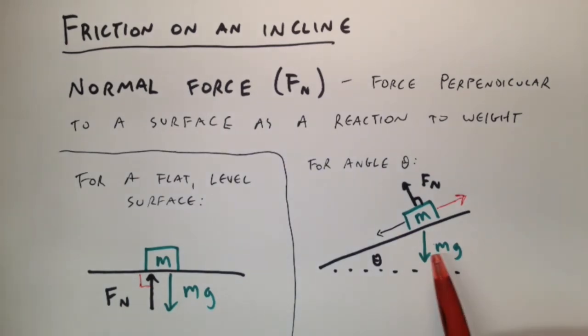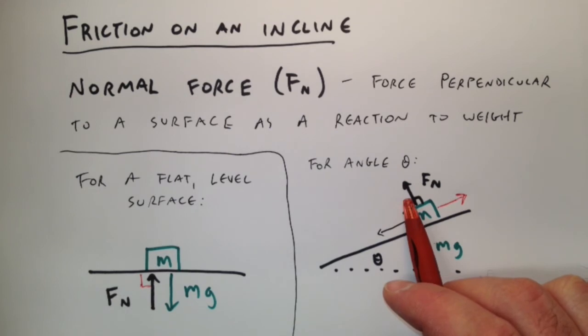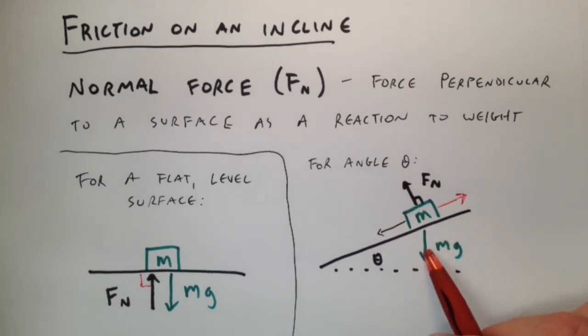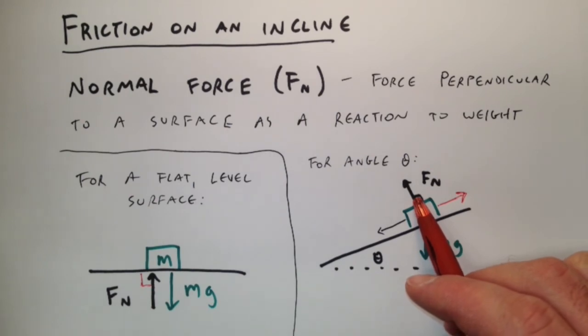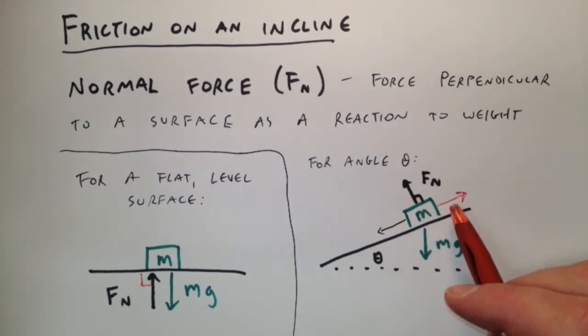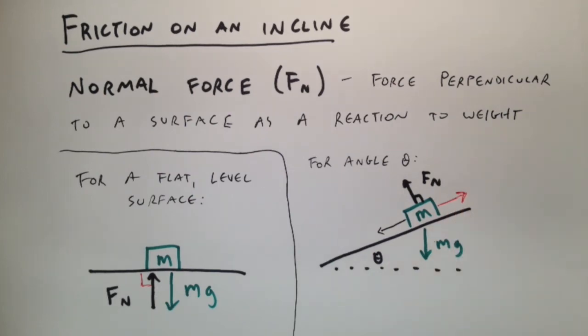So that's the weight. That's the normal force. This is what is pulling it down to the earth. That is the force of the surface pushing back against it. What's this force that's stopping it from moving down the slope? It's the one we've been studying. It's friction.